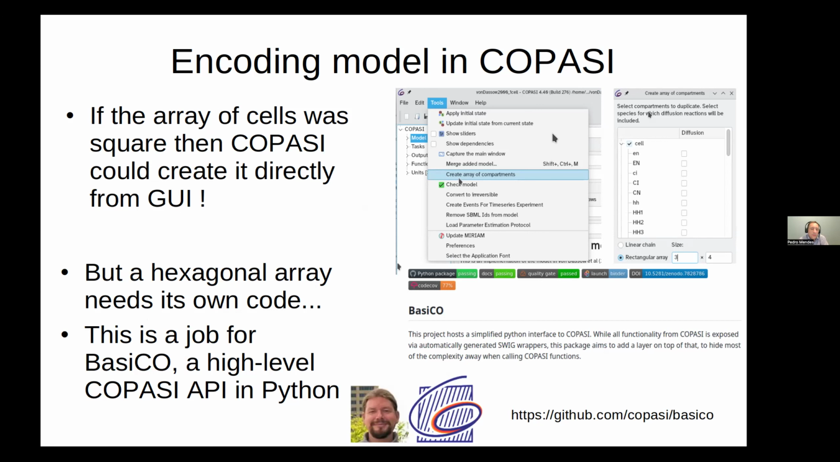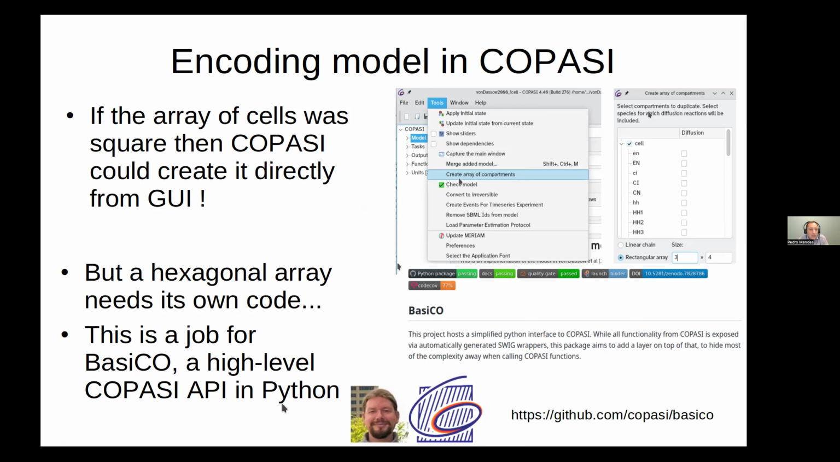I would have to enter every single reaction of all the cells by hand, and I would not want to do that. So I then took this new library that my collaborator Frank Bergman from the University of Heidelberg created for COPASI. It's called Basico. It's essentially a Python API that allows you to write code in Python that runs COPASI. And that's what I've done.